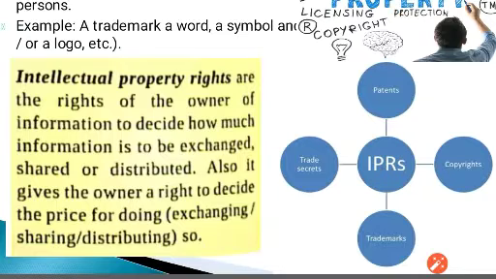So, suppose I have created a poem and someone else is using it, it depends on me what type of credentials or what type of laws I'm going to make for it. Whether they have to give me some money, or they have to give me the credit that that particular person has created this or used this. Okay.